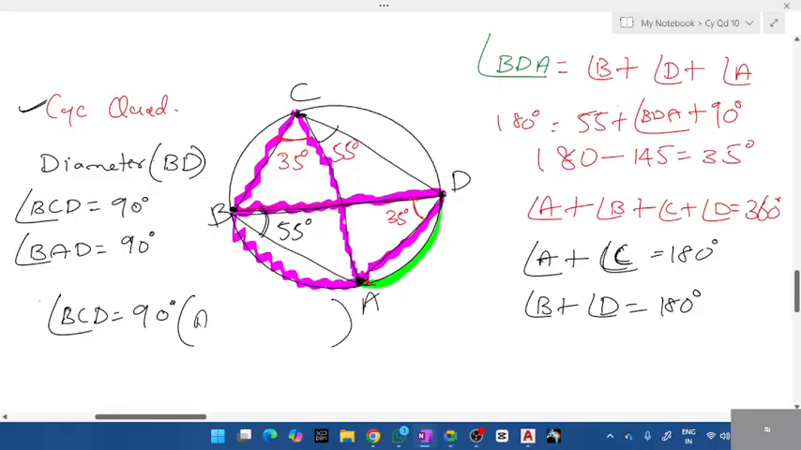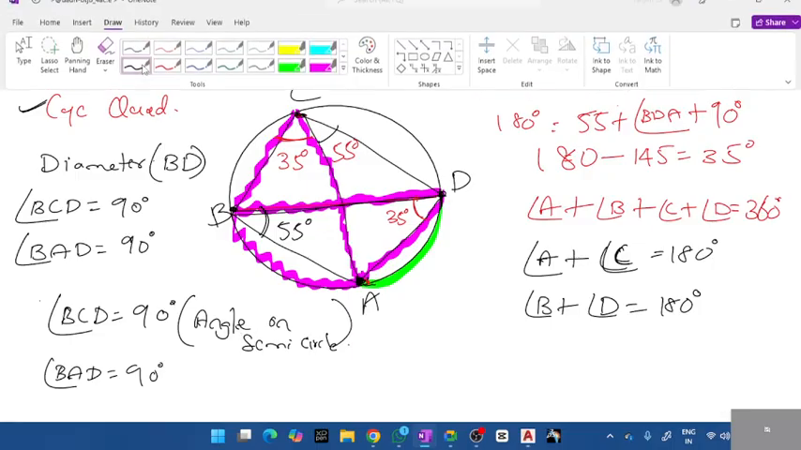BCD is given. You have to write angle formed on... is it full circle or semicircle? If diameter is drawn, semicircle. Angle on semicircle. That's it. Angle on semicircle. Even BAD, same thing. Even for BAD, 90 degrees, angle formed on semicircle. I'm giving all the reasons, what to write. Next.